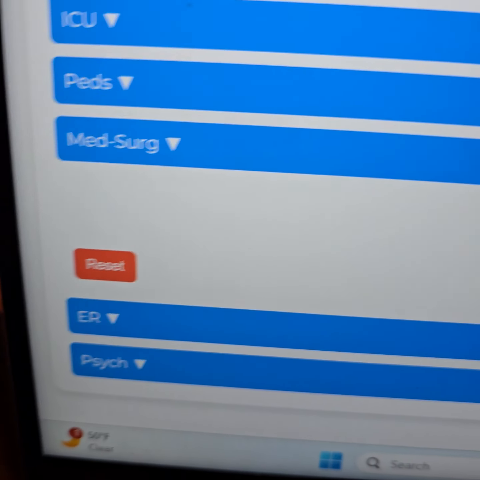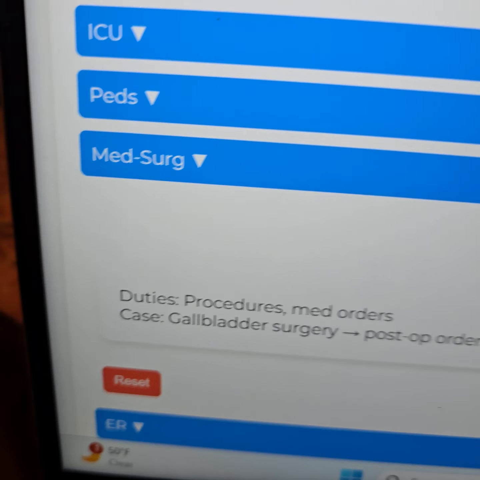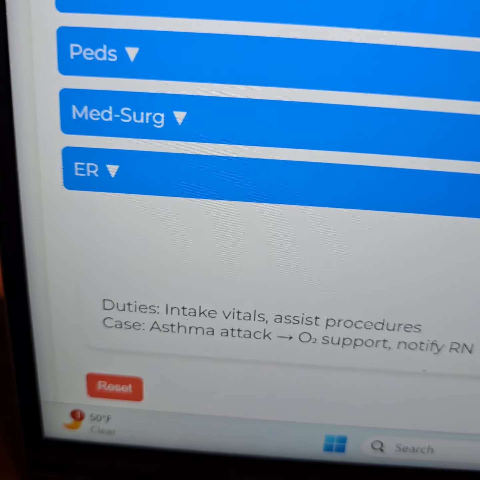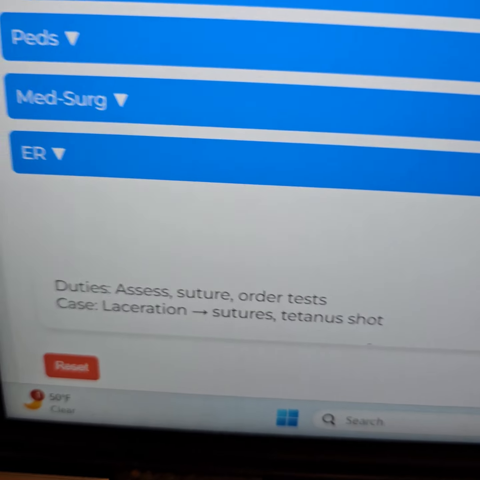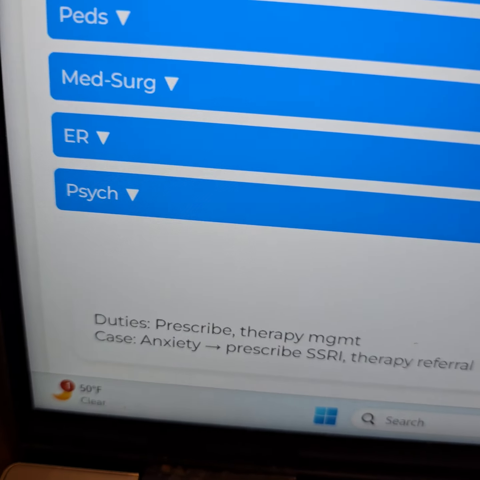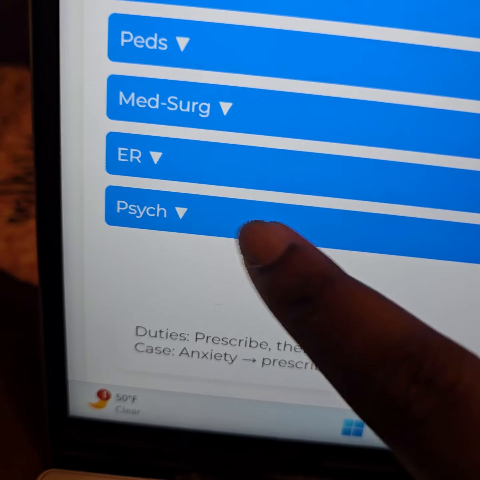Med surge, it's going to give you the same. You have a reset button, you can reset. ER, it's going to give you the same thing. Psych, it's going to give you the same. And that was the specialties button.